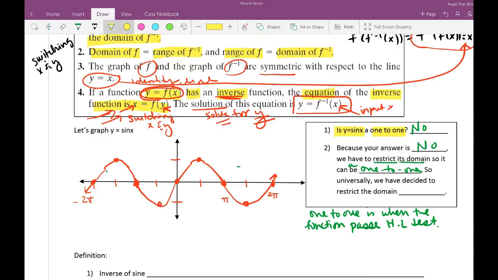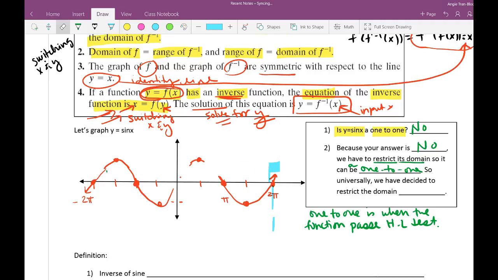Can I cut this? Let's start here, okay? Because I know that starting at 0 is always the easiest. Can I chop it off from here to here? Is that a 1-to-1? Keep in mind, it needs to pass the horizontal line test. So is that a 1-to-1? No, that is not a 1-to-1. So let's go chop it up somewhere else, okay? Erase what I have marked.